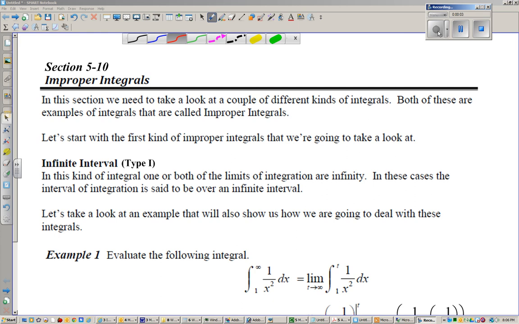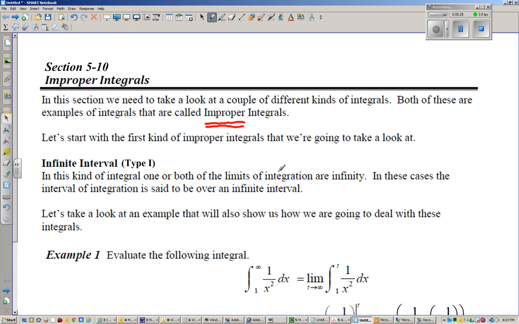Welcome to section 510 on improper integrals. As I mentioned in class, this term improper is a little bit unfortunate in that there's really nothing wrong with these. They're just different, and that term improper might throw you off, suggesting that something's wrong. It's just that we need to treat them a little differently.